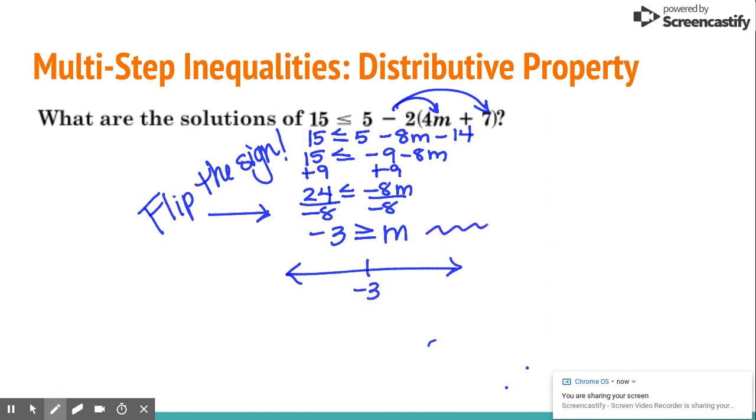And then some people like flipping this so they can read it a little better. Just make sure if you flip the variable and the number, that you also have to flip the sign again. It gets a little confusing. So m is less than or equal to, closed circle, -3. Less than goes in the left-hand direction.